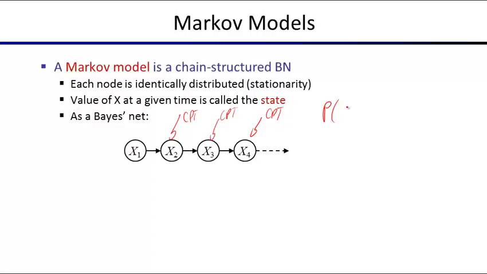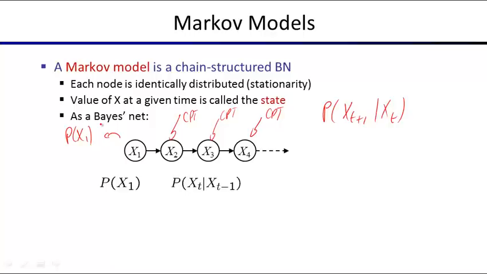X here could be the state of the patient, the location of an agent, and so forth. The only one that's different is the first one over here, which has its own CPT, which is the initial distribution at time one. Okay, so that's our Markov model. We have two CPTs, enough to capture the entire temporal sequence. A CPT is a conditional probability table.